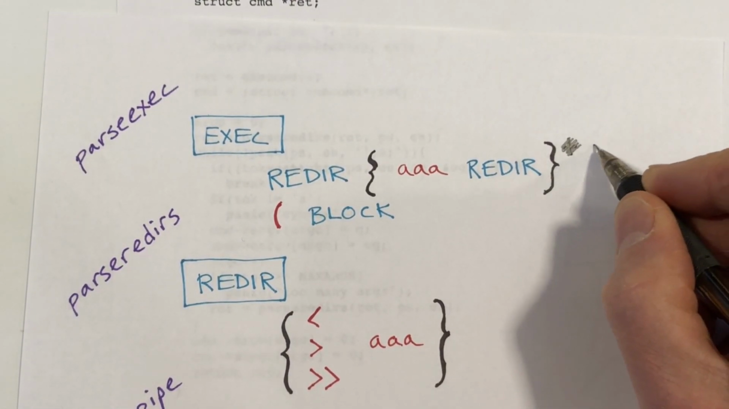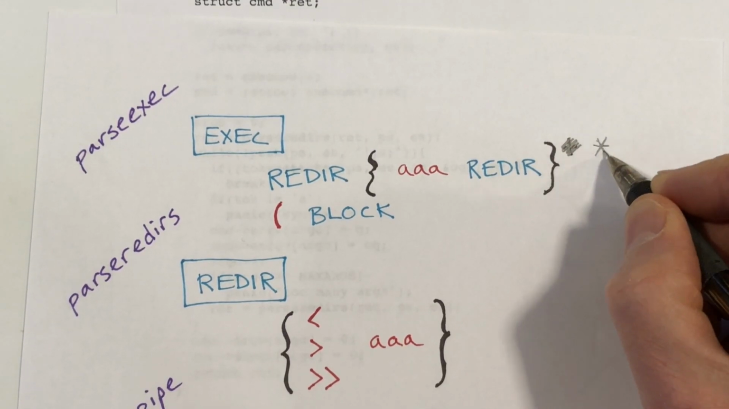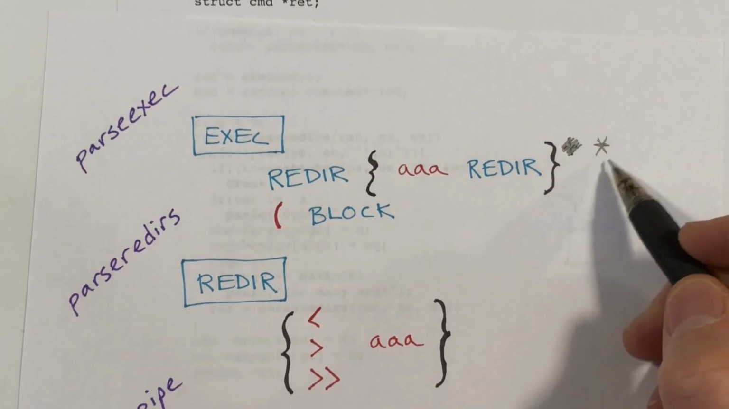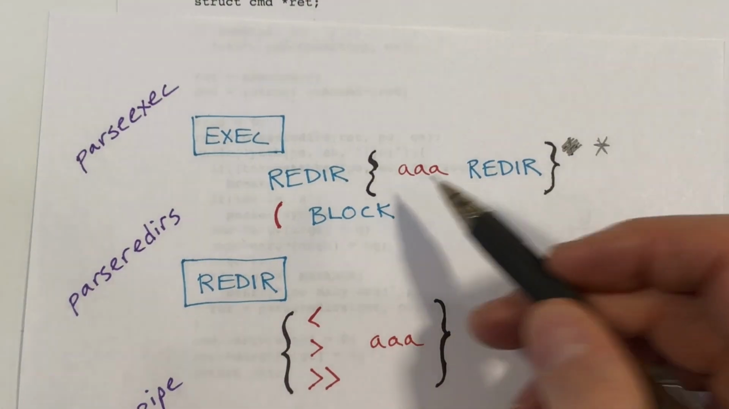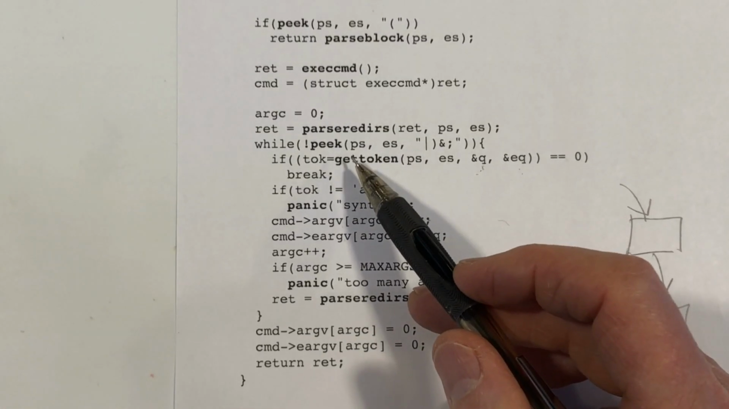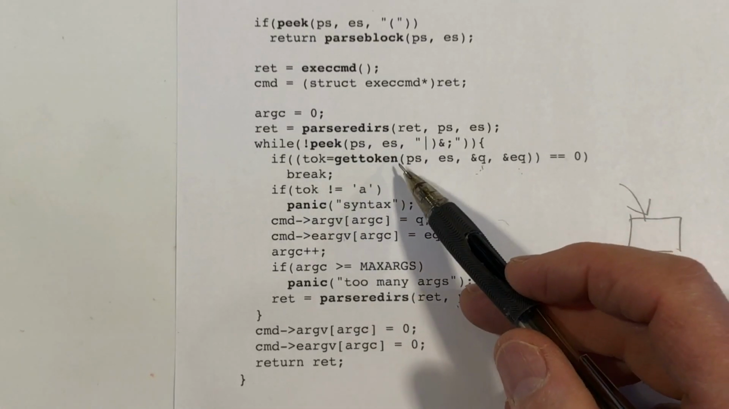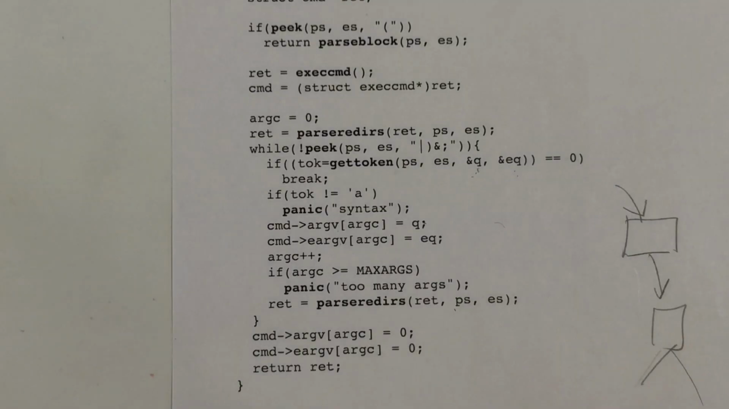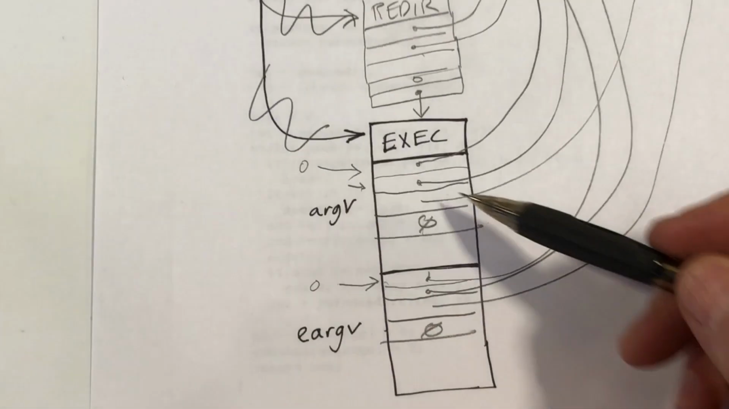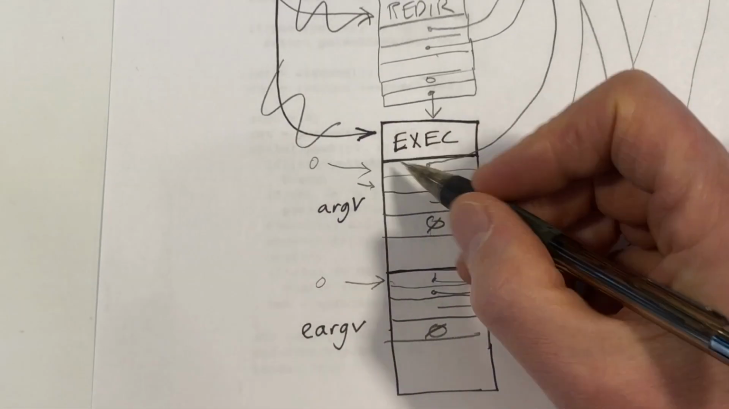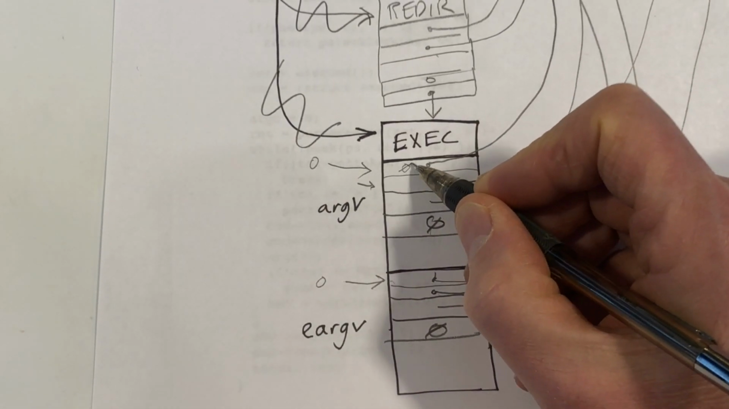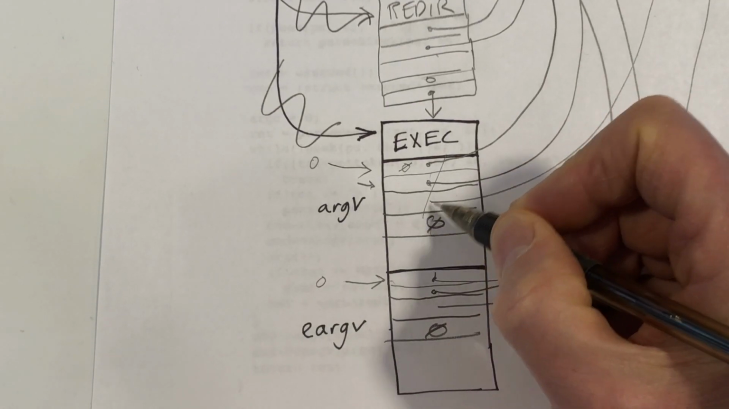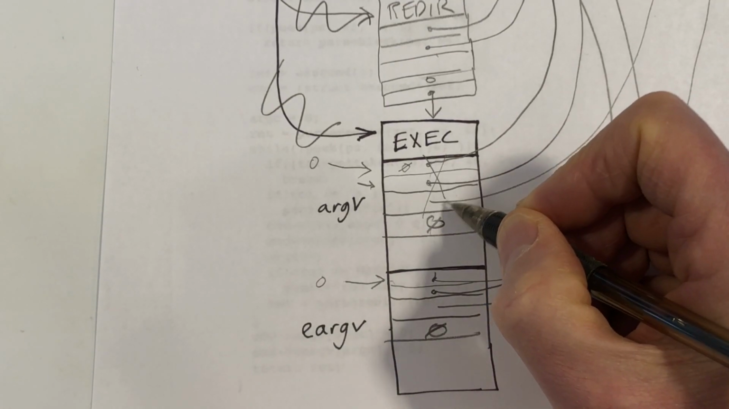Sometimes you see brace with a star for 0 or more, so maybe I should replace this with a star. But in any case, this while loop can very well parse 0 file names or options. If that happens, then the exec node will be filled in with nothing right here. In other words, the null will be placed in the first position. We won't have any of that stuff going on.